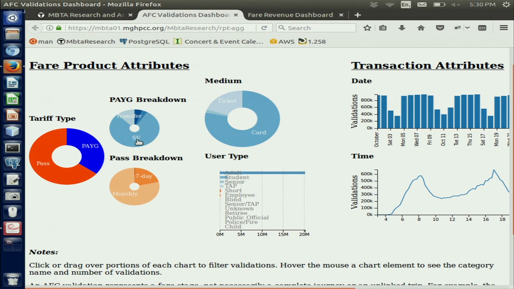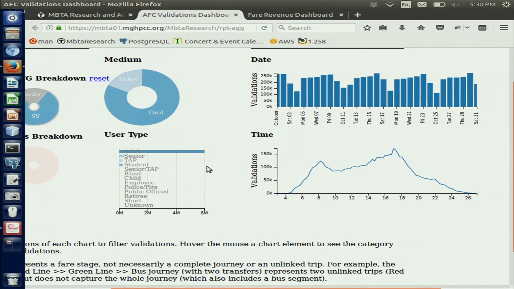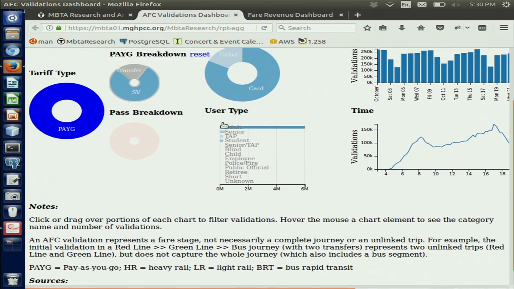So if I want to look at stored value, so no passes, I'll filter that out. Then, of course, tariff type becomes 100% pay-as-you-go. And then you see the breakdown between cards and tickets for stored value use. We see the trends by time of day here and by date. So you can see the weekends are lower. And the user type right here. So adults very high, and then senior students below that.